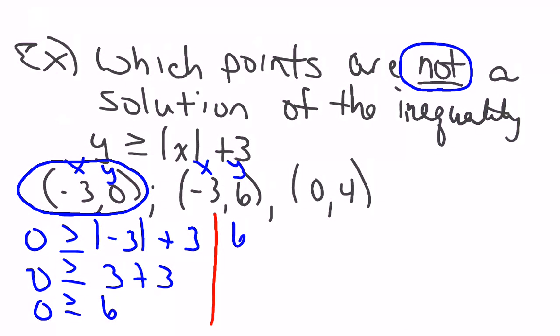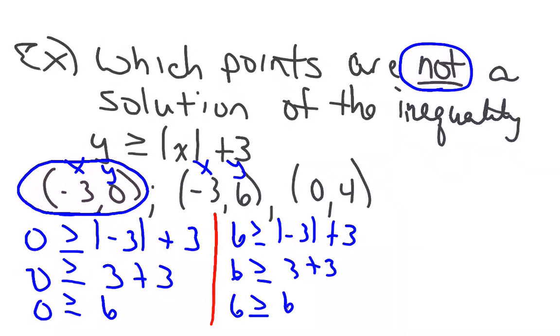So we have 6 greater than or equal to the absolute value of -3 plus 3. Absolute value of -3 is 3. So 3 plus 3 is 6. And again, we need to evaluate. Is 6 greater than or equal to 6? Well, 6 is not greater than 6, but we have the equal sign there. So is 6 equal to 6? Yes. So in this case, this would be a solution to that inequality. But again, we're looking for the ones that are not, so we're not going to pick that one.